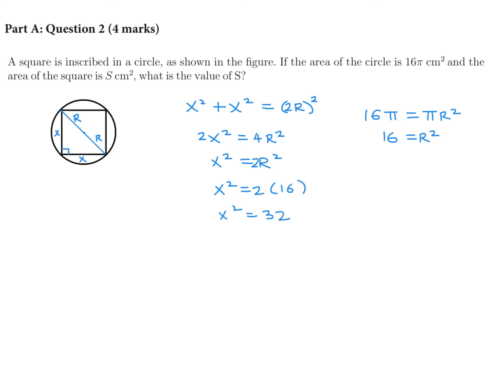They want me to find the area of the square. Well, the area of the square is x squared. So the answer is 32, and that is, of course, s, based on the letter that they've chosen.